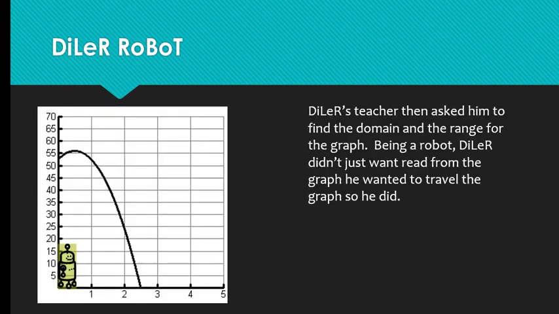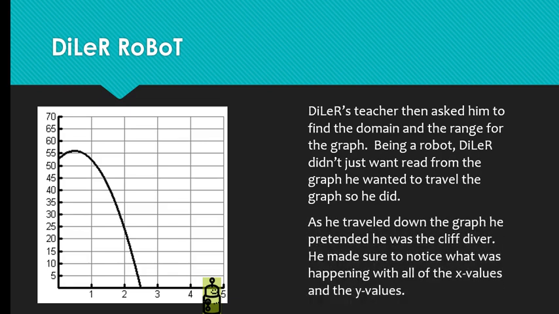Diler's teacher then asked him to find the domain and the range for the graph. Being a robot, Diler didn't just want to read from the graph. He wanted to travel the graph, so he did. Diler's teacher then asked him, as he traveled down the graph, he pretended he was the cliff diver. He made sure to notice what was happening with all of the x values and the y values.